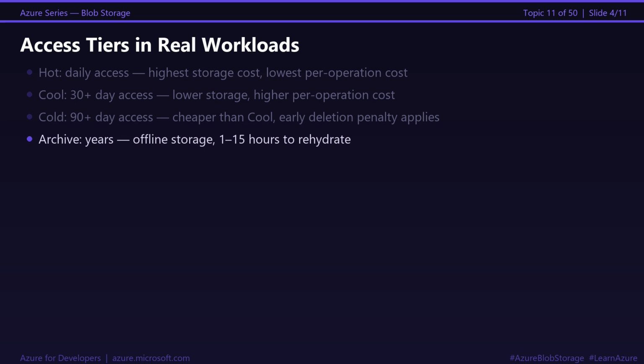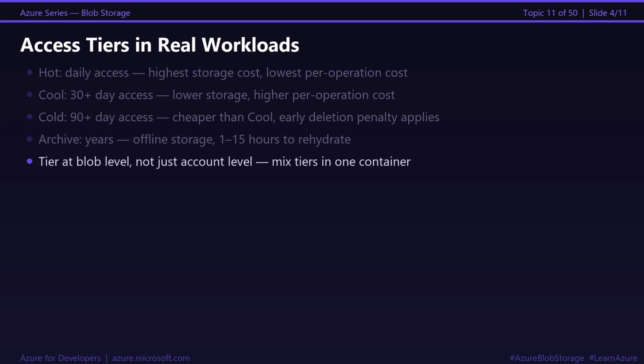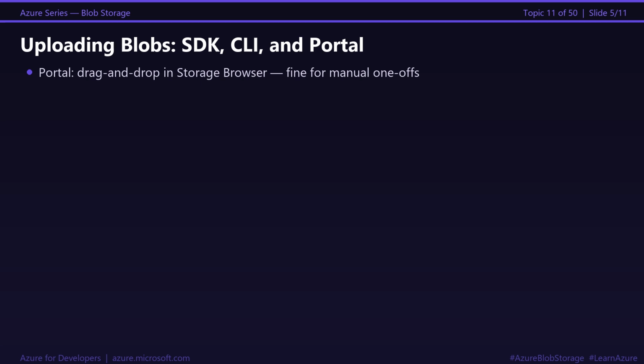The math that changes your thinking: archive costs roughly 20 times less per gigabyte than hot. If you have a terabyte of data that is never accessed, old backups, compliance records, decommissioned datasets, keeping it in hot costs around $20 per month. Moving it to archive costs about $1 per month. That is $19 saved per terabyte per month, with no change to your application logic if you set up lifecycle policies correctly. The retrieval costs catch people out.